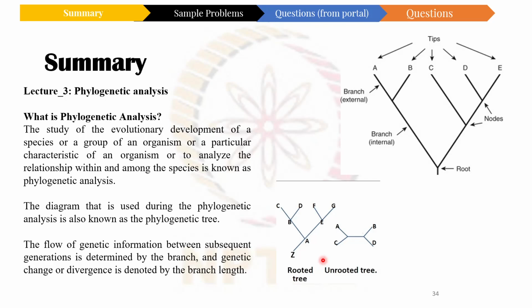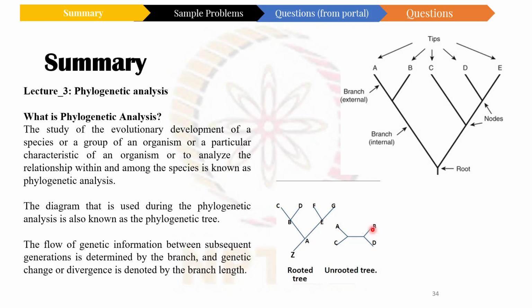Coming to the unrooted tree, this tree lacks a common ancestor as a basal node. So you can't see any common node or where an evolutionary path has started. So these kinds of trees don't show the origin of evolution of the groups, but they show the relation between the organisms without involving the direction of the evolutionary timeline.